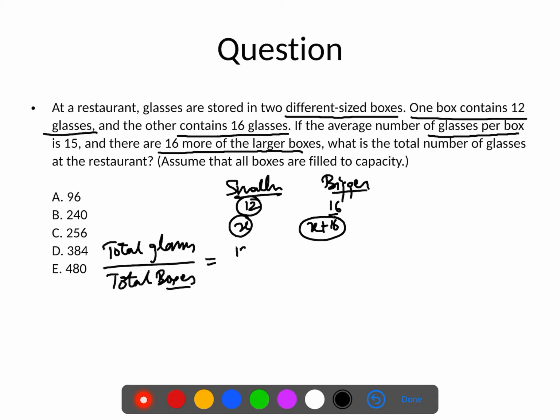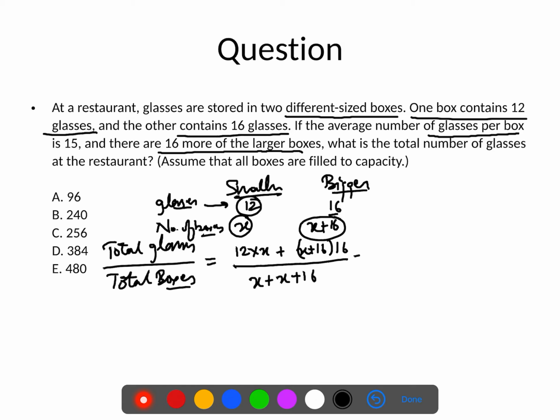So total glasses would be 12 into x plus 16 into (x plus 16), upon x plus 16. So this is the number of glasses in each box. This is the number of boxes. Okay. So we just equate it with 15. Average glasses per box is given as 15. We cross multiply and we'll get the value of x from here. Okay. So we'll get the number of glasses from there. So that's the use of mean or arithmetic average.